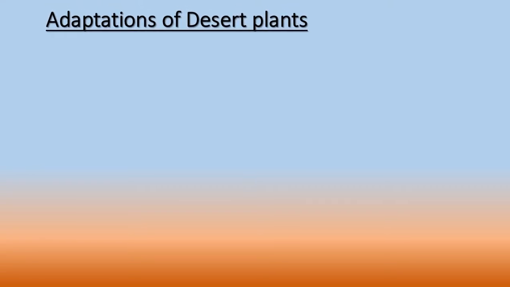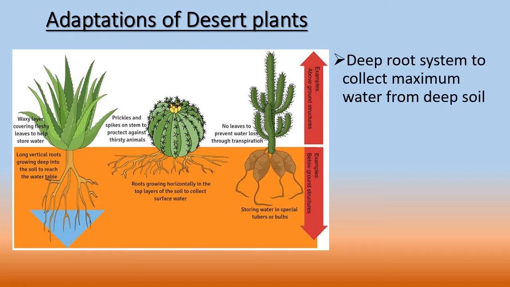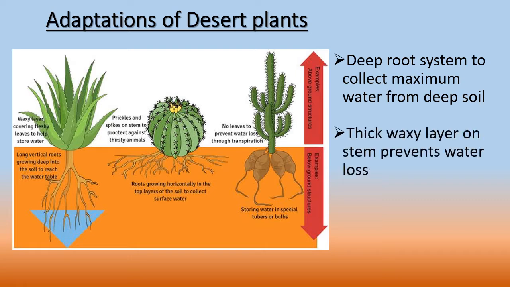Adaptation seen in desert plants. The plants have a taproot system and can go deep in search of water. So they have a deep root system to collect the maximum amount of water and to survive in the harsh conditions of the desert. They have a thick waxy layer on the stem which prevents water loss.